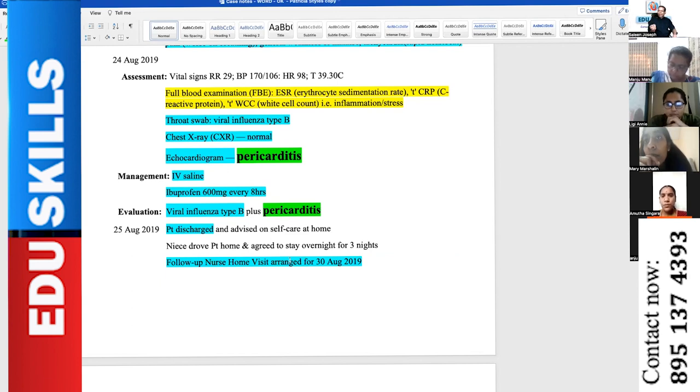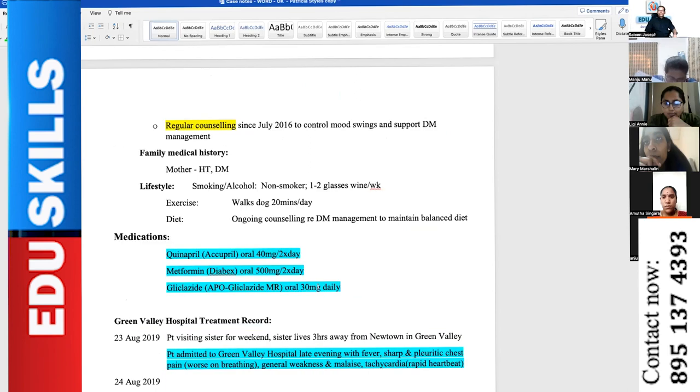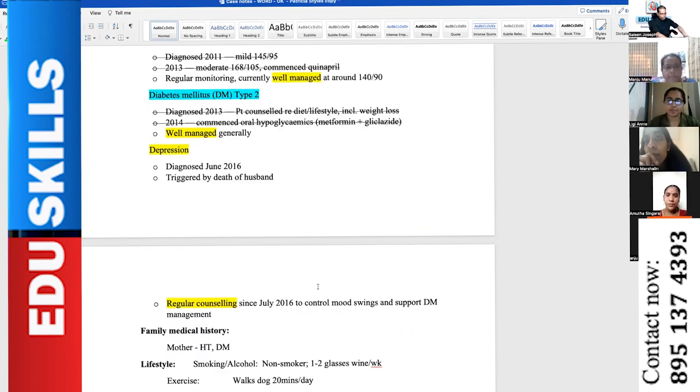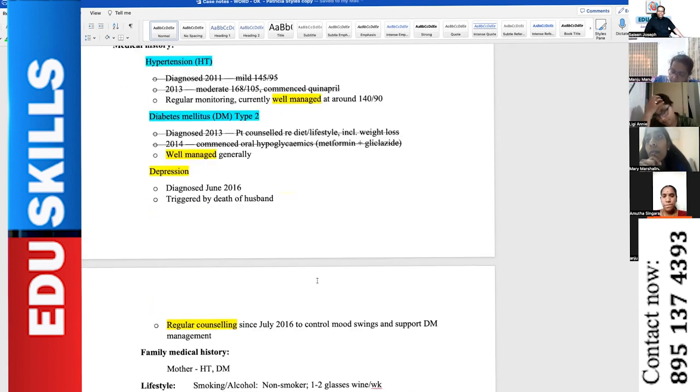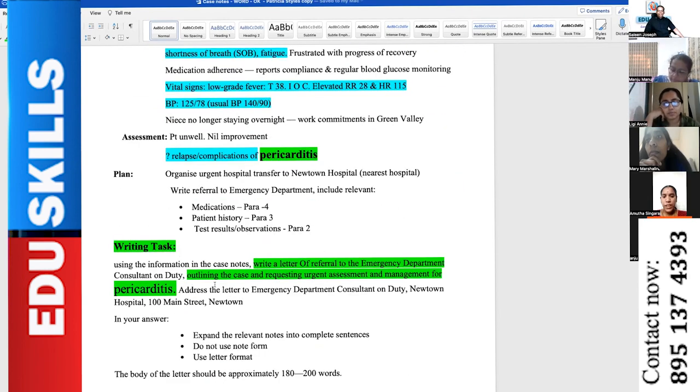What is the key issue? And what are the connected, related case notes with the texture, smell, fragrance, color, taste of this particular issue, meaning the medications, situations, vital signs, all those things are relevant. So there is no confusion in identifying which case notes are relevant, irrelevant or semi-relevant. That is the first step, that we have identified the key issue. Actually, we have one step less here because the key issue is given in the writing task. Clearly it is mentioned here, outlining the case note and requesting urgent assessment and management for pericarditis.